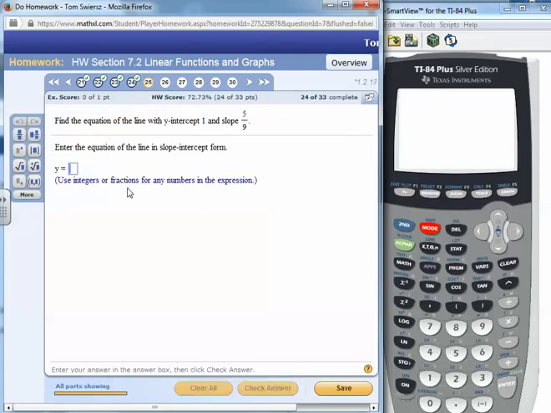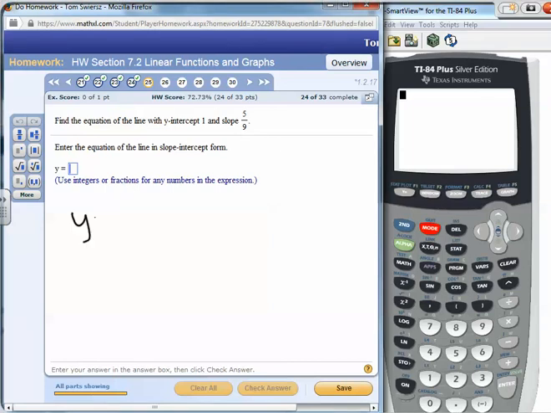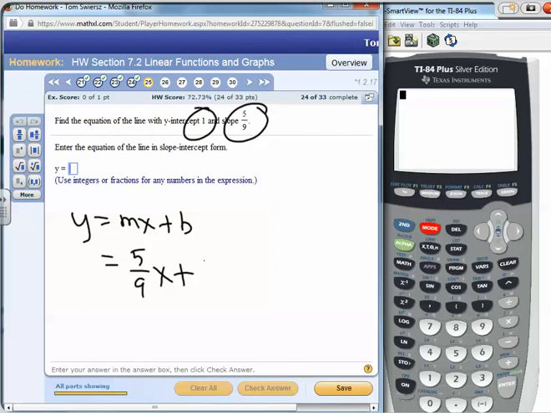All right, number 25, find the equation of the line with y-intercept 1 and slope 5/9. Again, we know y is the slope times x plus b, the y-intercept. The slope is 5/9, so it's 5/9 times x, plus the y-intercept positive 1, so it's plus 1. So there's our answer. Y equals 5/9 x plus 1.